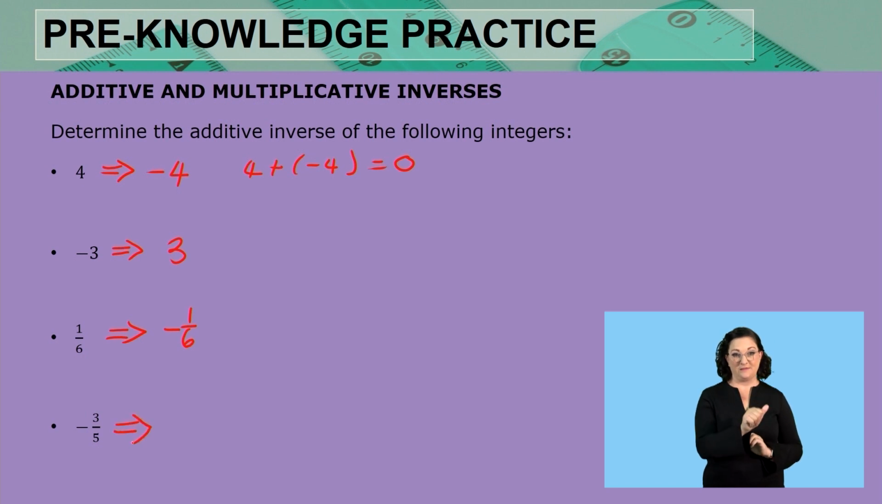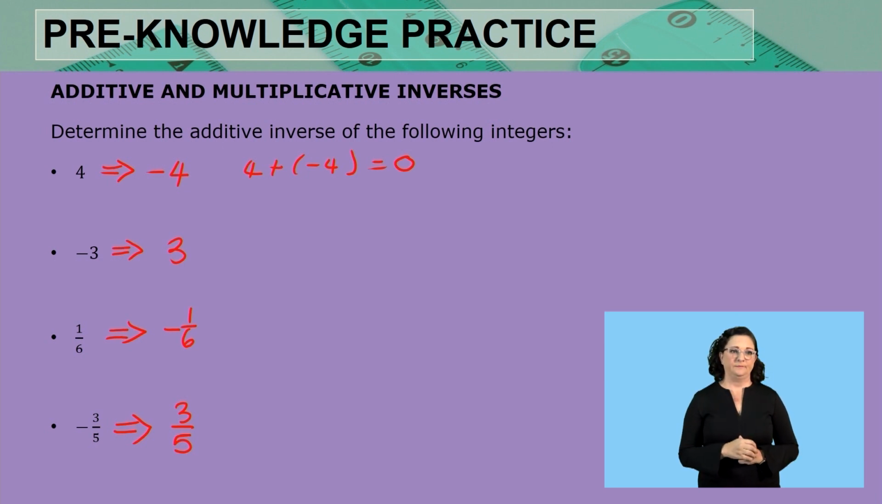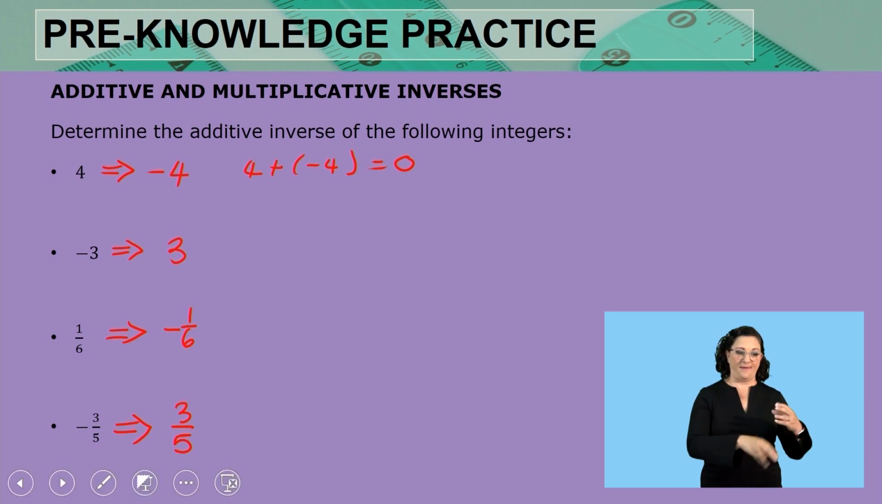And what about a negative 3/5? If you are thinking of a positive 3/5, then you are correct. Negative 3/5 plus a positive 3/5 is going to be our 0, which means they are additive inverses of each other.